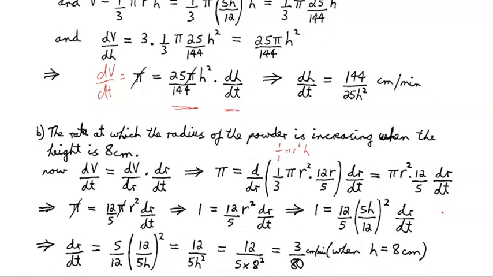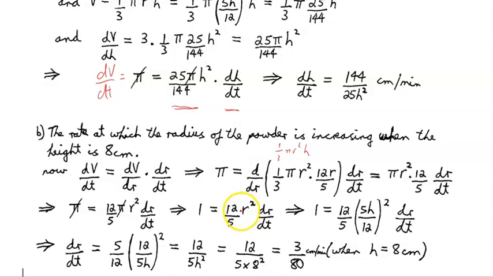Now dV/dt we know is pi, and dV/dr we now have as 12 on 5 pi r squared, times dr/dt. We can cancel the pi's from both sides, and that tells us that 1 is equal to 12 on 5 r squared dr/dt. We then solve for dr/dt.